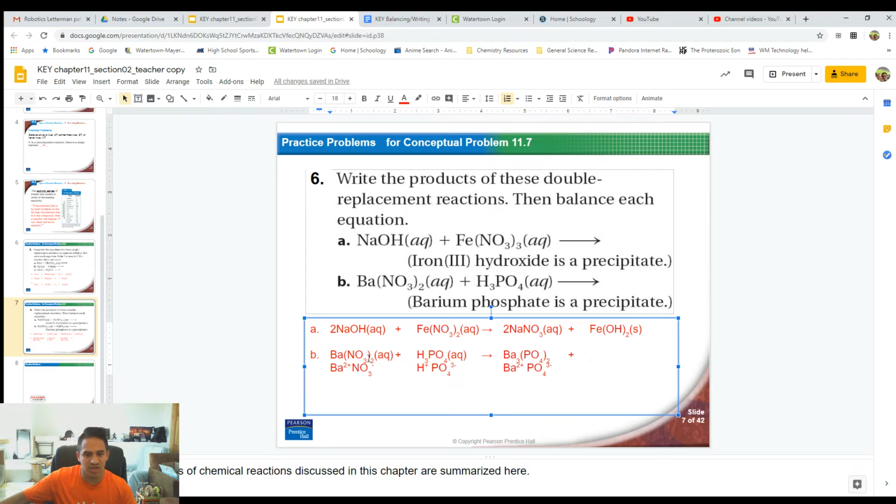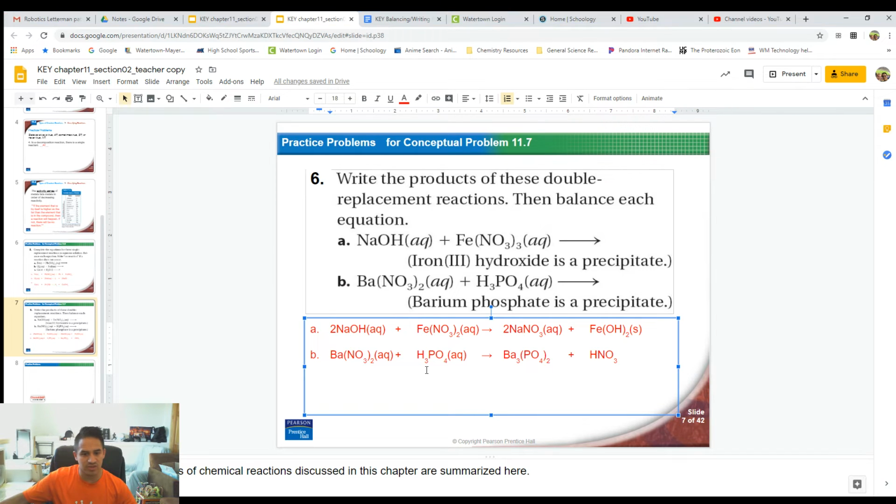And then as for the other one, we're going to have H bonded with NO3. So H is +1, and NO3 is -1. So those are just +1, -1. They would balance each other out just fine. And so our chemical formula would be HNO3. Okay, so those are our two products.